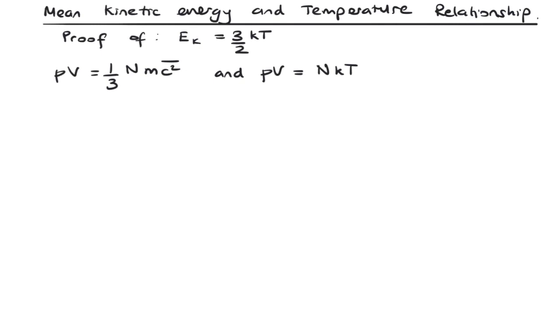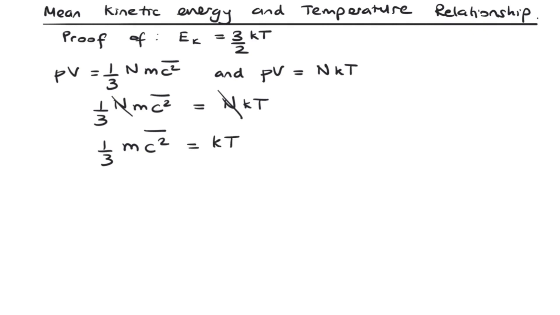Now, because these two are equal to one another, we can say that a third of N m c squared is equal to NkT, and the number of particles cancels out, which gives you a third of m c-bar squared equals kT. Now, from here, we want to obtain a relationship between the kinetic energy and the temperature, because k is a constant. Let me just write that down. It's the Boltzmann constant, and it has a value which is given to you in the exam, and it is 1.38 times 10 to the power of minus 23 joules per kelvin.